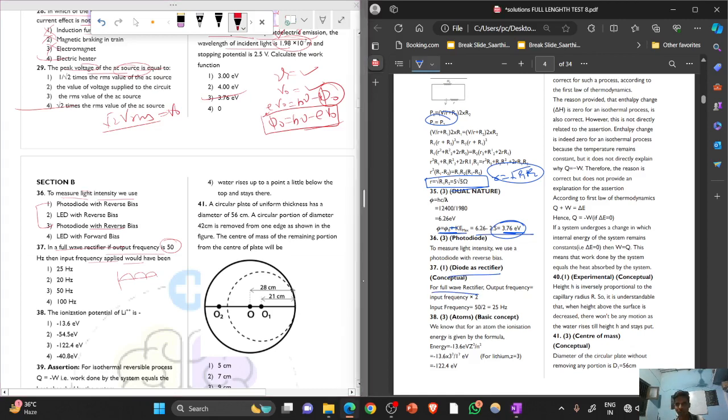For a full wave rectifier, output frequency equals input frequency times twice. So your input frequency is output frequency upon 2. That 50 Hz is your correct answer.